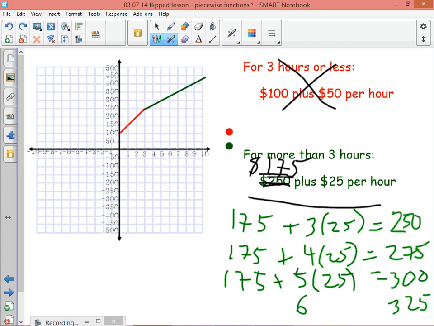But this whole graph, even though it has two distinct parts, part one and part two, is still the description of what's happening here, and we need to come up with an equation that describes this whole graph, not just part of it. That's what we're doing today. That's called a piecewise function.